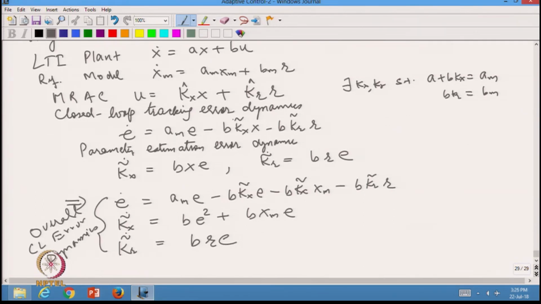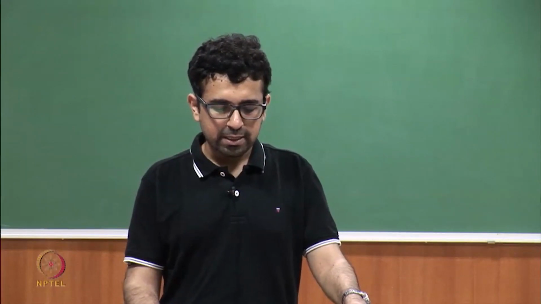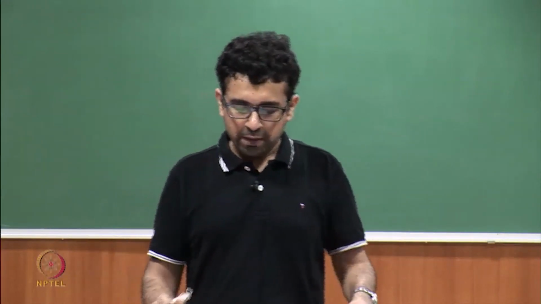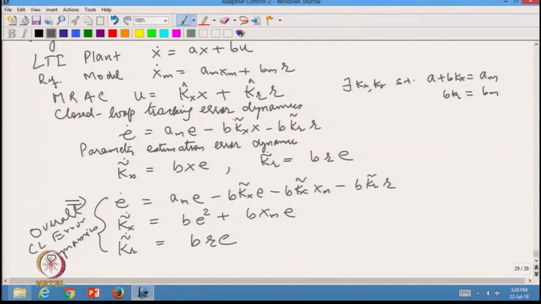And to prove that E is bounded or E goes to 0, we need to also consider the dynamics of the parameter estimation error kx tilde and kr tilde. And because now they are included in the extended state space, we have to see whether the right hand side is indeed a linear system, and we have terms here like b e square kx tilde times c, a product of states.